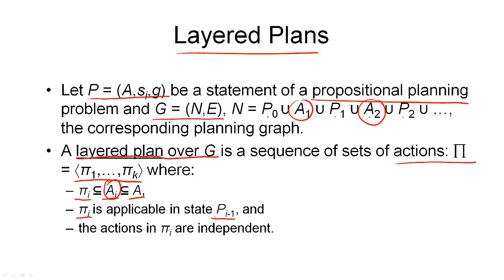And then, of course, we want all our actions in pi i to be independent. So the main thing here is that our layered plan is a sequence of sets of independent actions, where each of these sets must be from the corresponding action layer.